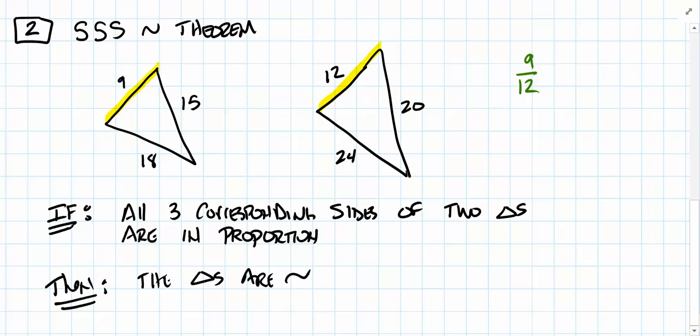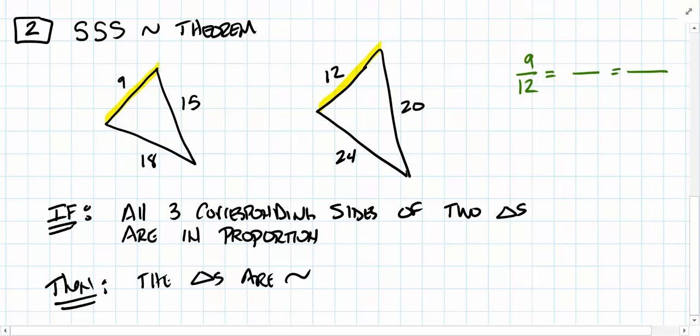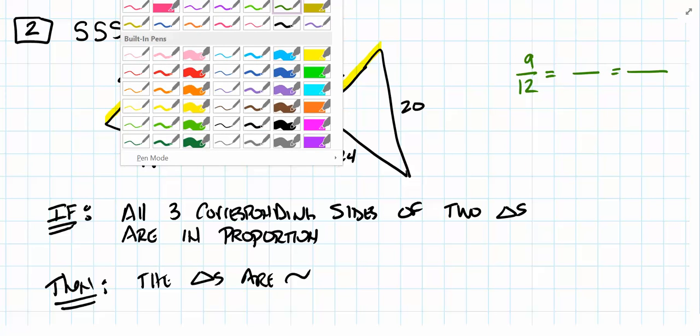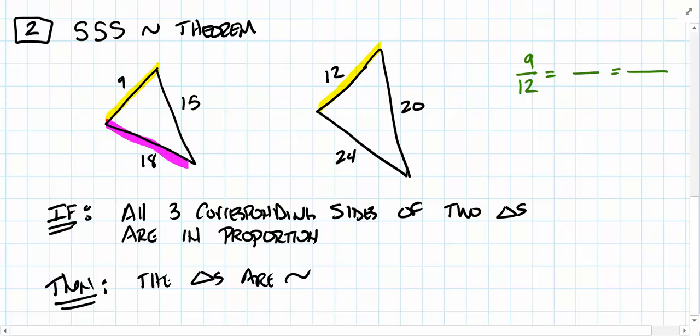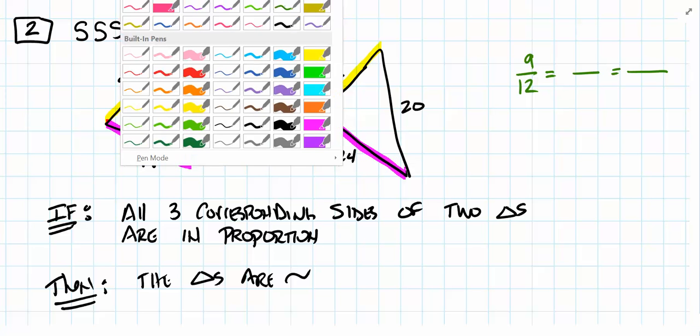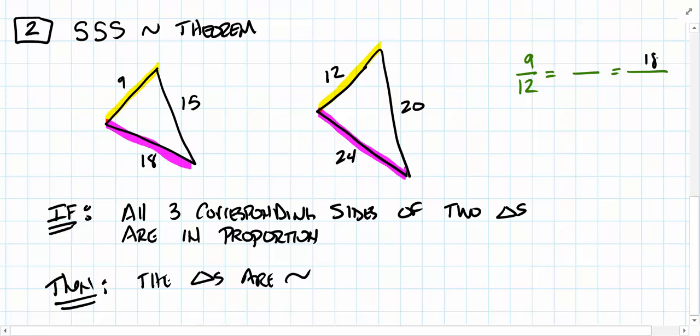Okay? Then I want to check a middle one, and then I want to check the big one, the large one. So go to the largest one now. What's the largest side of the little triangle? 18. So go to the largest side of the other triangle, 24, and check to see. Okay, so I have an 18 to 24. That should have been in green, sorry. Okay, then the only other leftover part is 15 to 20. So that goes in the middle.